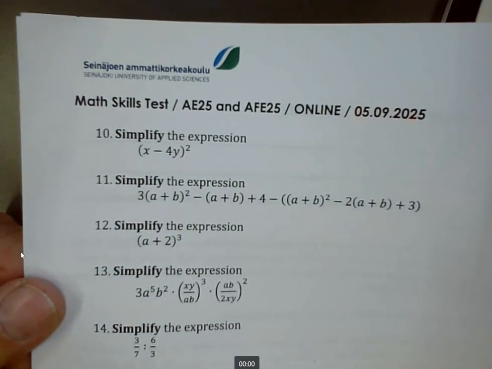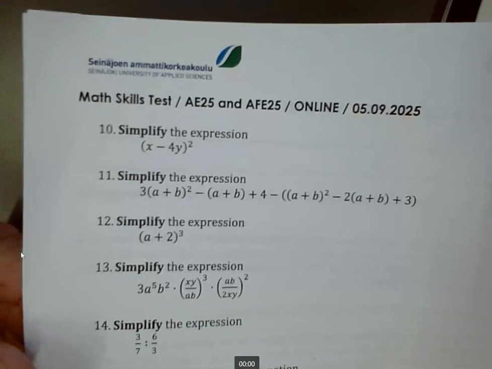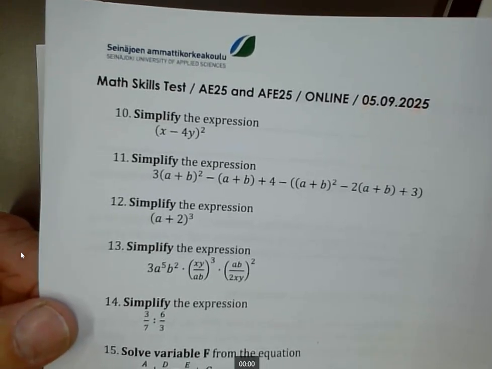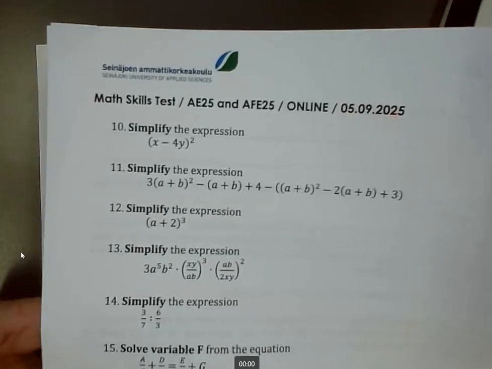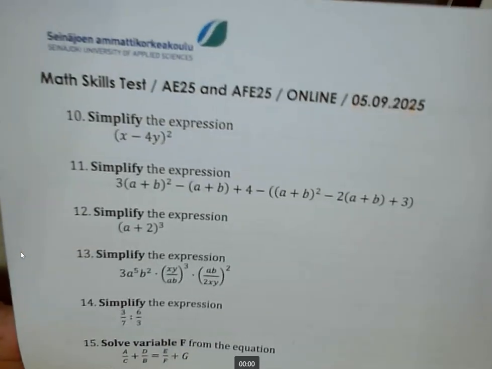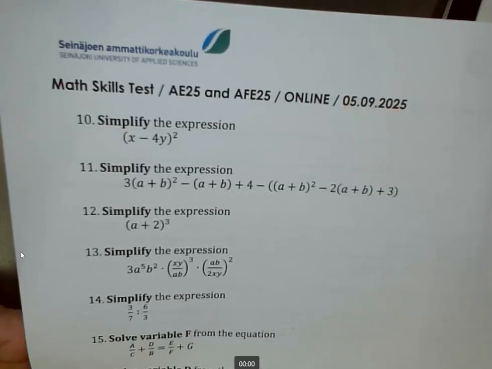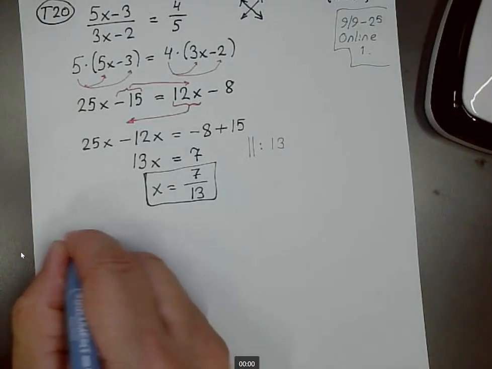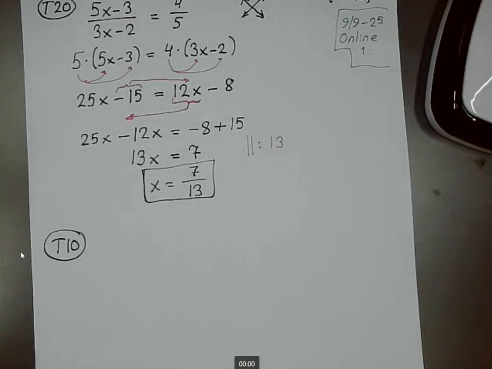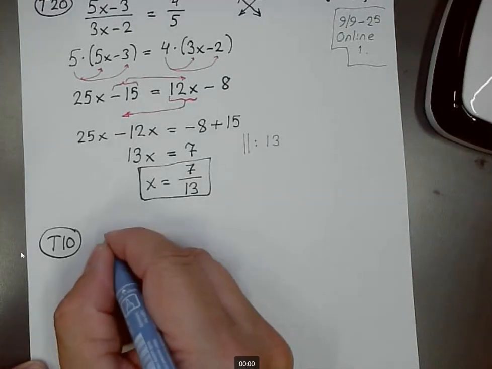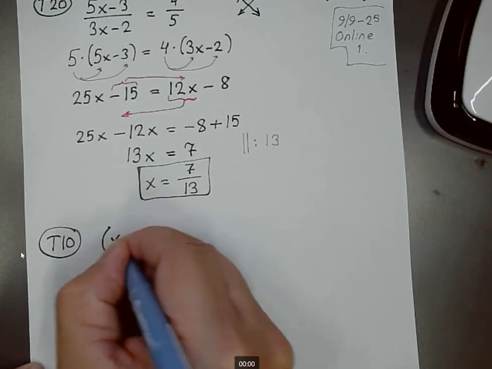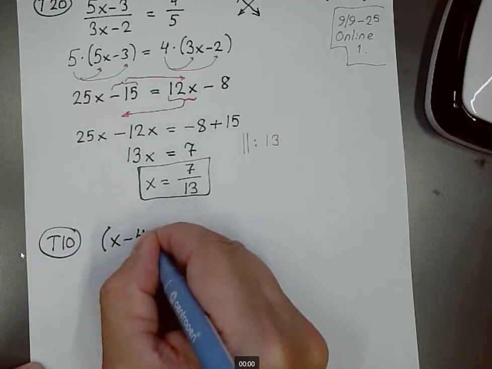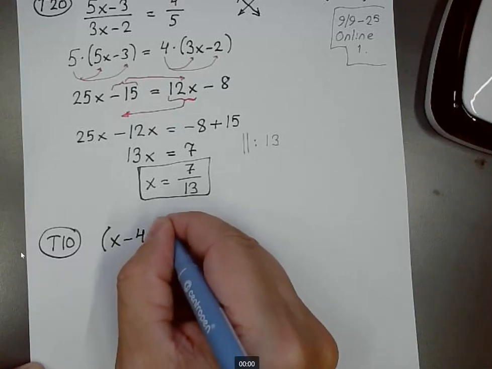Simplify the expression (x minus 4y) to the power of 2. So this expression has exponent 2 there. This is an expression which can be solved or managed or simplified in many ways. So we have x minus 4y, and the exponent is 2.